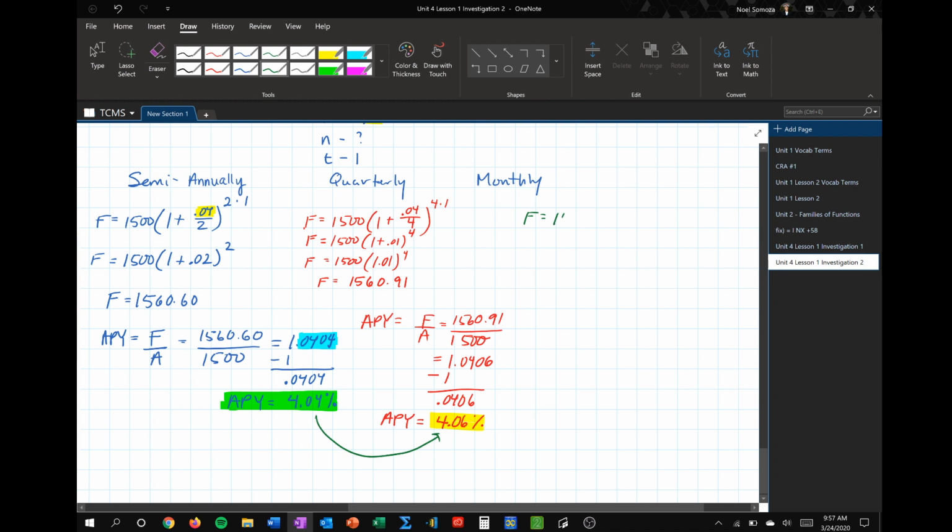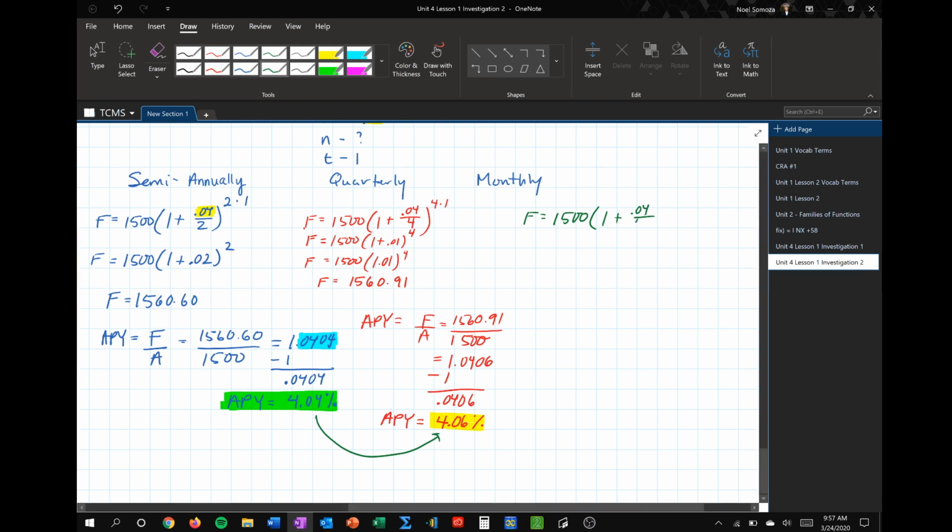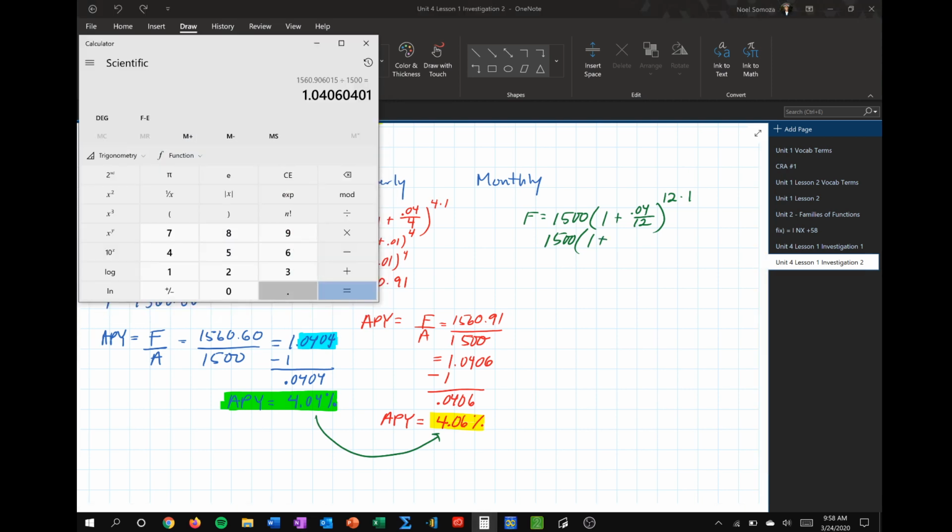So 1500, 1 plus 0.04. That's still the same annual rate at which I was going to be compounding. But this time, because it's monthly, n is equal to 12. So now I have a power of 12 times time, which is just 1 year. So now we can get 1500 times 1 plus, let me simplify this, 0.04 divided by 12.